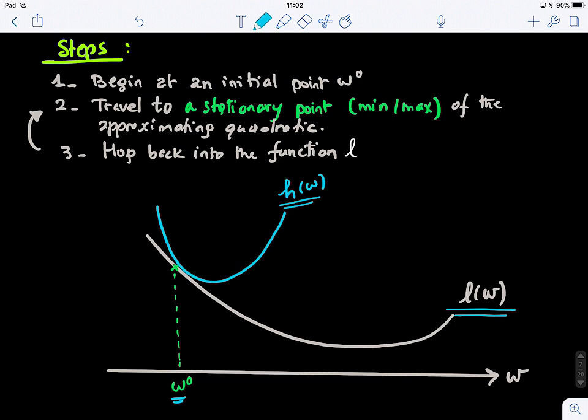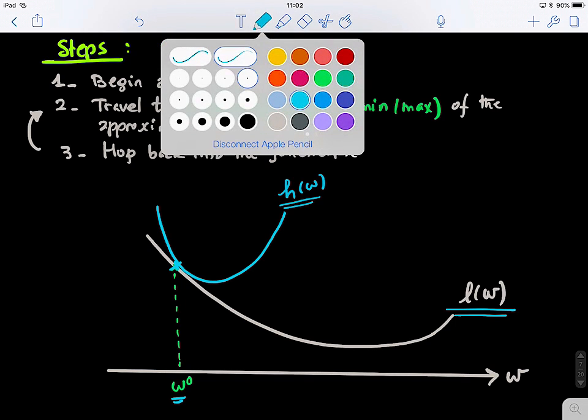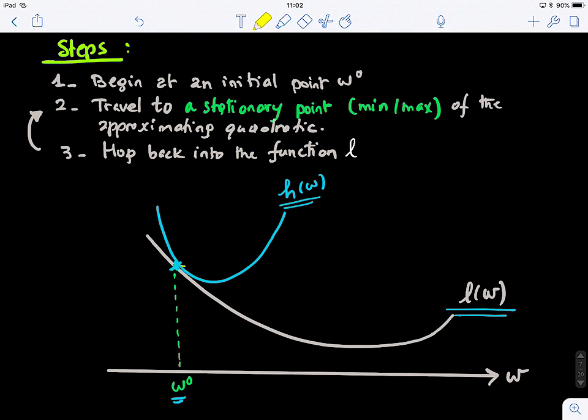So we find its approximation at W0. Then we travel to a stationary point of that function. So let's say a stationary point here. What is it? It's a minimum in this case. So the stationary point is where our function is equal to 0, right? So we're looking to find this point. So this is our next guess.